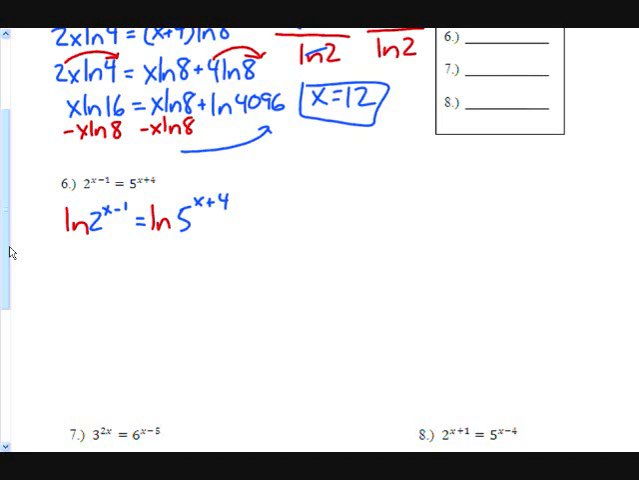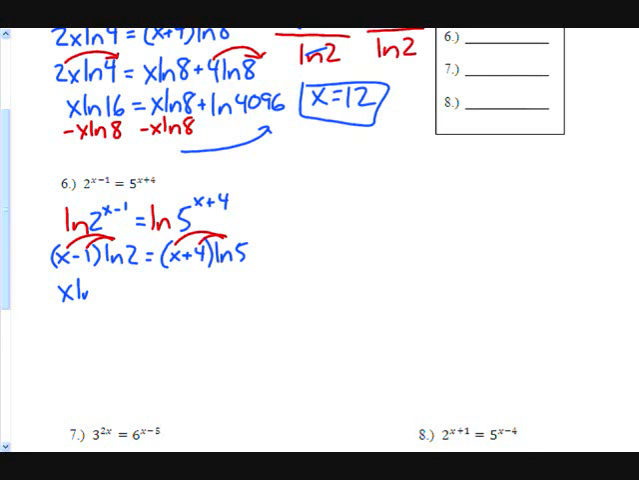And now I can bring that first exponent out front, the x minus 1, times the natural log of 2. Over here, I bring the x plus 4 out front, times the natural log of 5. And now it's time to distribute. I'm going to distribute this guy, and I'm going to distribute this guy.